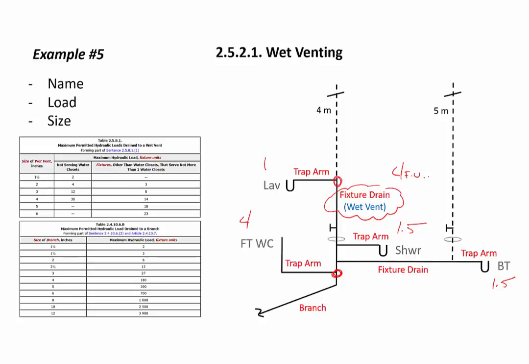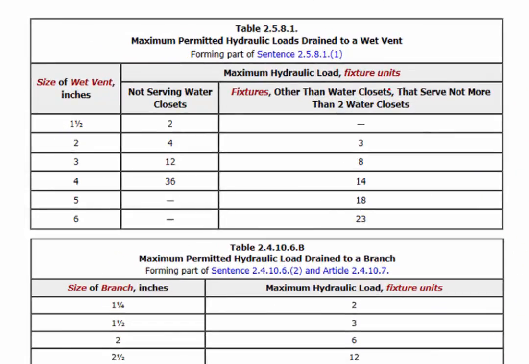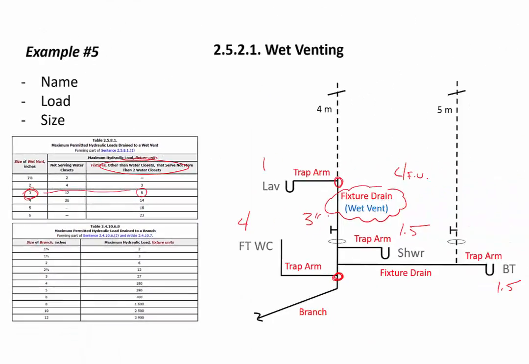So when we look up table 2581, sizing wet vents, we're in the serving water closets column. 4 fixture units would have to go down to 8. And that's going to require a 3-inch wet vent for this installation. Just filling in some other sizes here. The trap arm and fixture drain for the bathtub would be 1.5 inches connecting in here. So that's a 3 by 1.5 inch fitting, 3 by 1.5 inch for the shower.